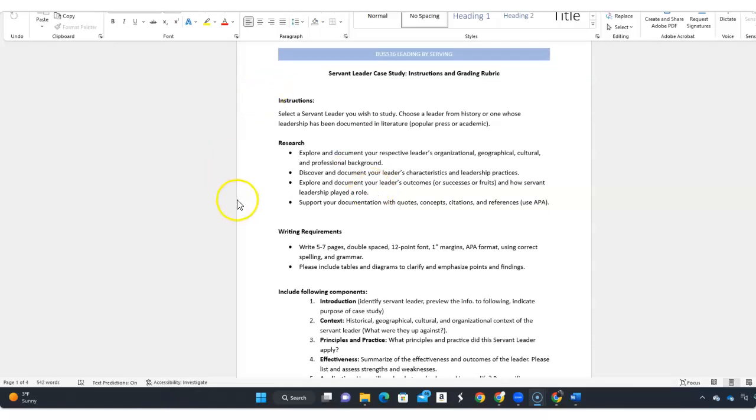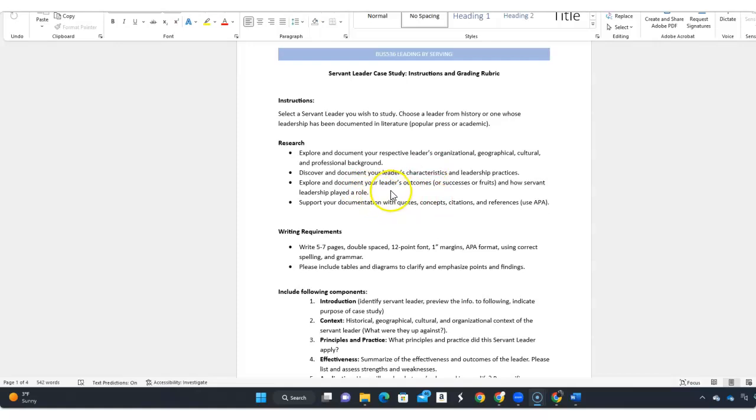So here's what your research looks like. Now, again, let's assume I'm researching Mother Teresa. I would explore and document her organization, the geography in which she served, the cultures, and her professional background. Okay, first point. Second, discover and document your leader's characteristics and practices. How was this person a servant leader? What characteristics stand out and what practices made this person a servant leader?